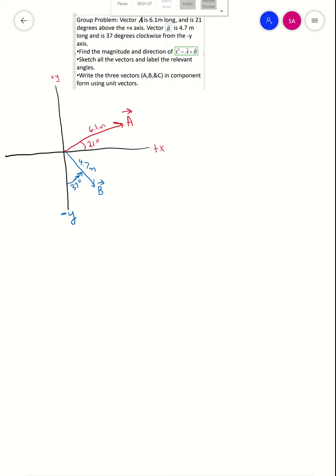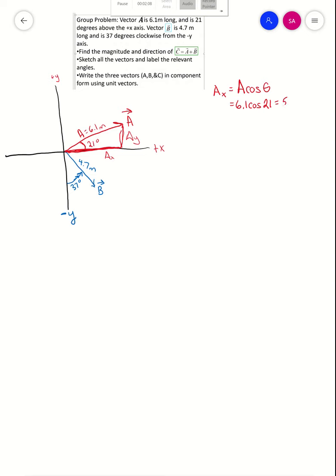So when I'm going to add these vectors, I'm going to add them by component. So I need to break the vectors into components. So vector A, I can break into a horizontal component, AX, and a vertical component, AY. So let me go over here. AX is equal to, and if I look at it, A is the length of that vector, so that's my hypotenuse. The X component is touching the angle, adjacent to the 21 degree angle. So AX is equal to cosine, so A cosine theta. So that's going to be 6.1 cosine of 21 degrees.